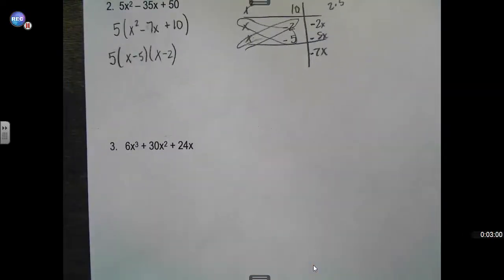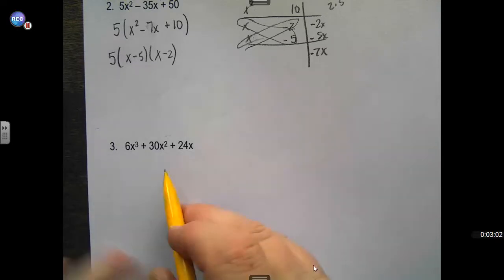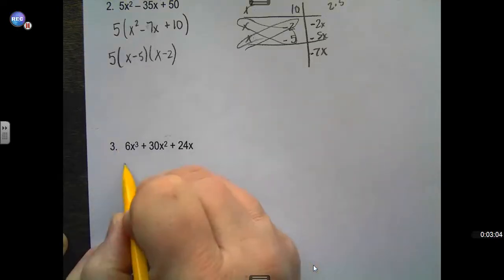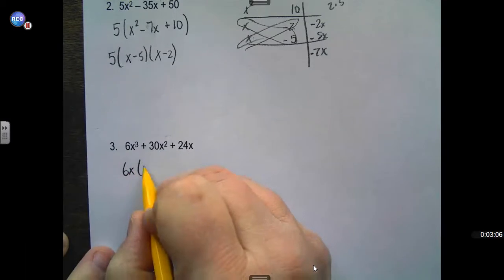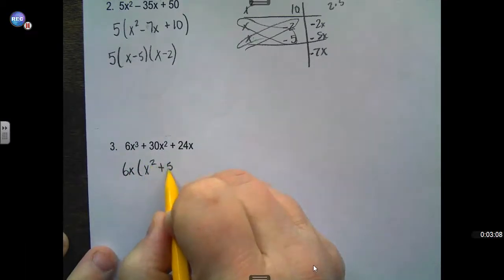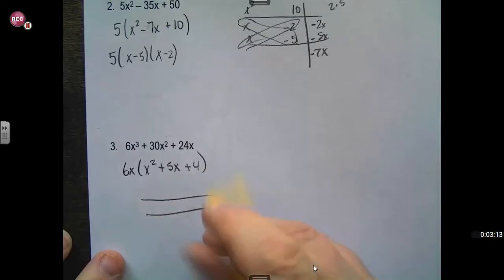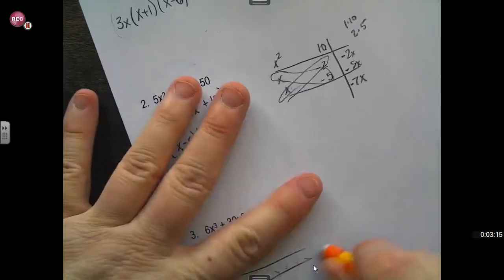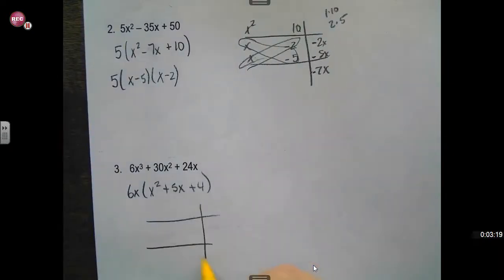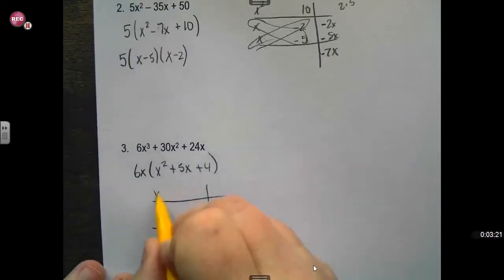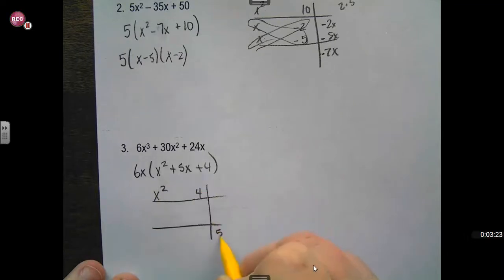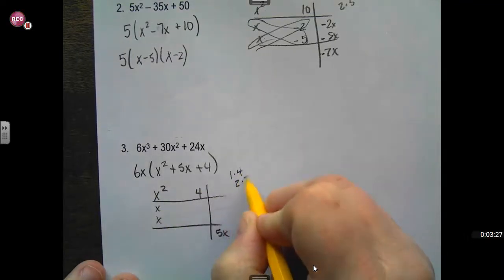Okay. Last example, as I said, this is just a short one. Looks like I can take out a 6x. So I'll have x squared plus 5x plus 4 left. That's not going to be very useful. So x squared, 4, 5x. My choices are 1 and 4 or 2 and 2.